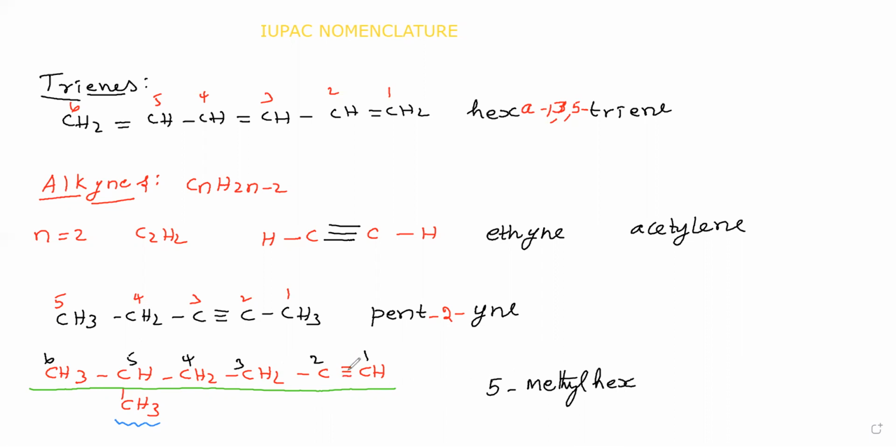Primary suffix is "yne" because of the triple bond, so we will write "yne". The "yne" position is 1, that 1 we have written. How to say the position of the triple bond? We have to see between which carbons the triple bond is present, and take the least number as the position. Here the triple bond is present between the first carbon and the second carbon, and the least position is 1. Therefore, we say the position of this triple bond as 1. So 5-methylhex-1-yne is the name of this compound.